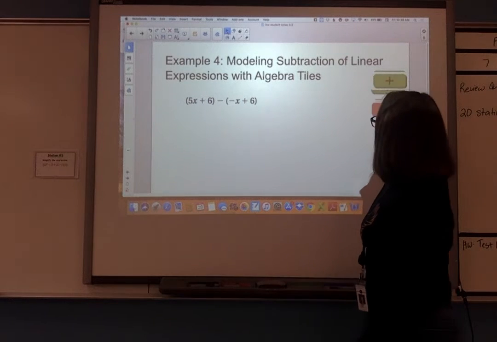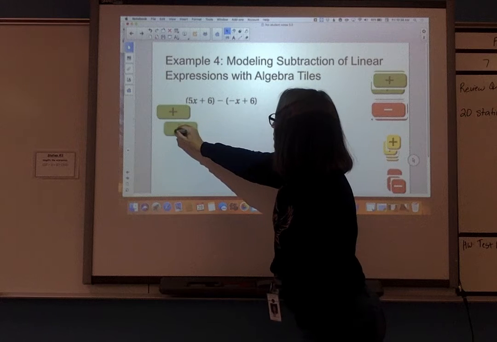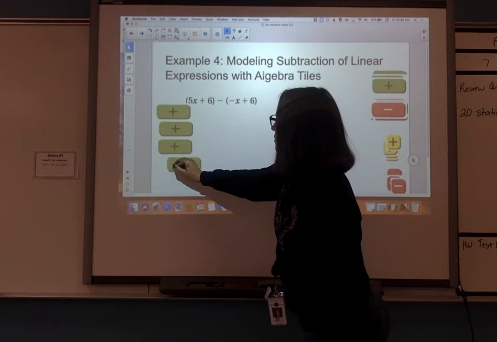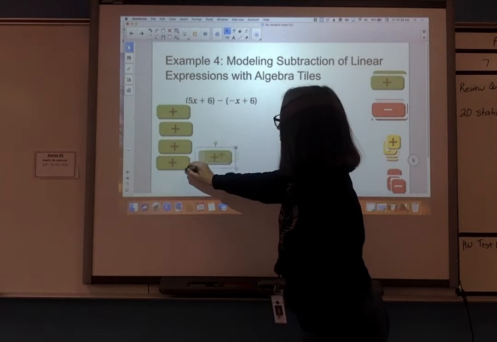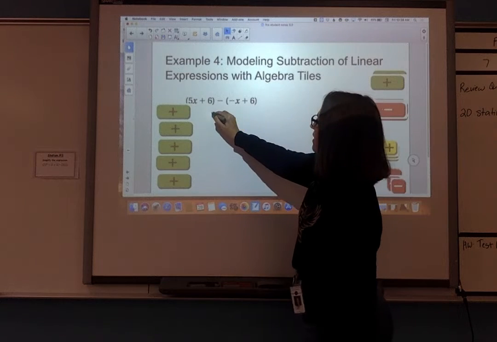modeling 5x plus 6. You go ahead and do the same thing on your paper. 1, 2, 3, 4, 5. And then here's my positive 6.